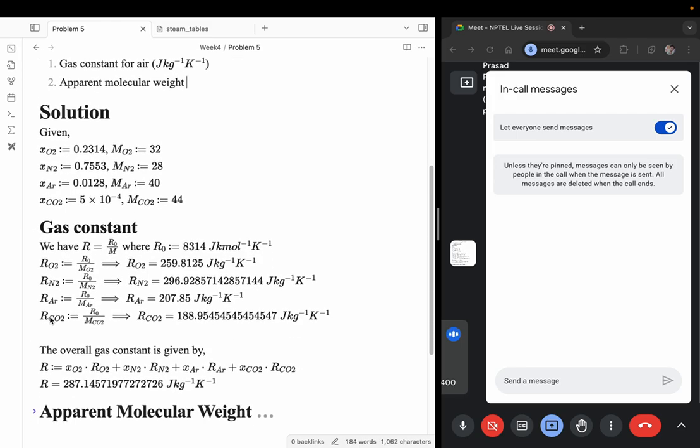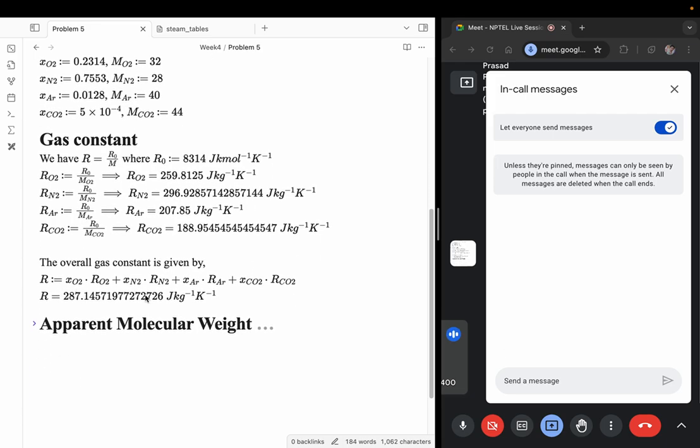So essentially you calculate the gas constants for each of these gases, which is basically R naught, in joule per mole per Kelvin. I just divide it by the molecular weight so that you get it in terms of joule per kg Kelvin, and once you get that, you just do a weighted average of it, where the weightage is based on the mole fractions.